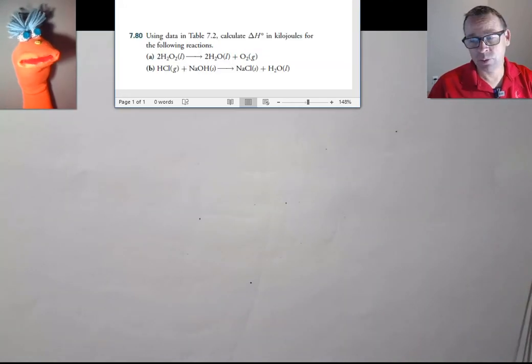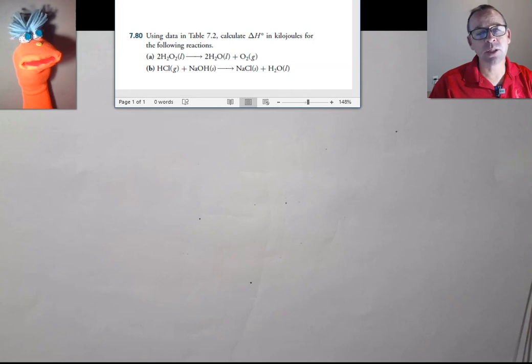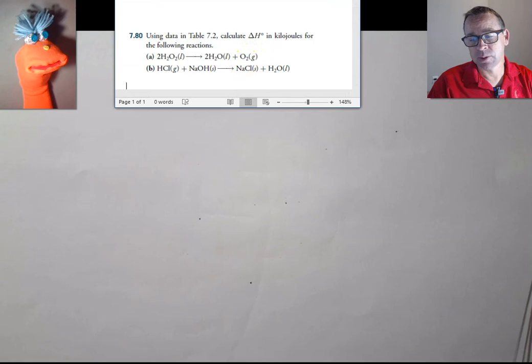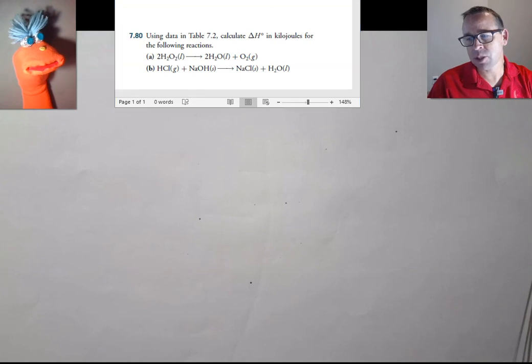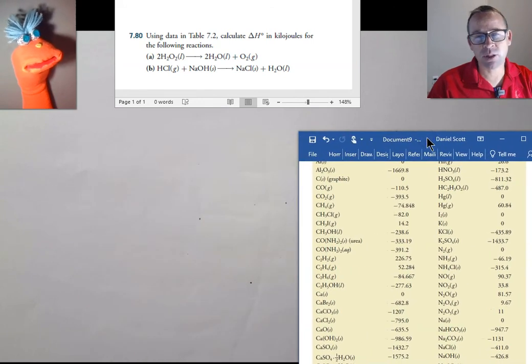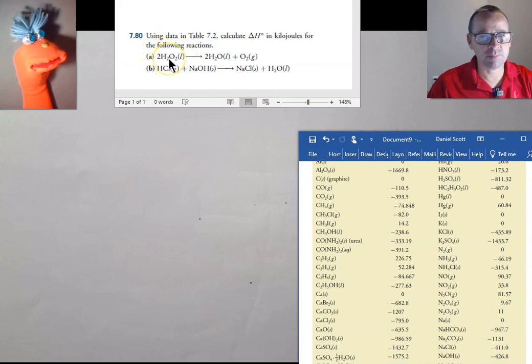Now we're going to use these delta H formation values in table 7.2 to identify the delta H's for some chemical reactions that are not delta H formation reactions. I thought that the delta H formations were only producing 1 mole on that table. That's right. But the way that we use them, let me bring up our table of delta H formation reactions. 7.2 gives us information about how much energy is associated with making 1 mole of hydrogen peroxide. This table gives us information about how much energy is associated with making 1 mole of water.